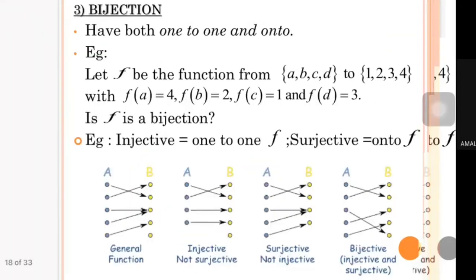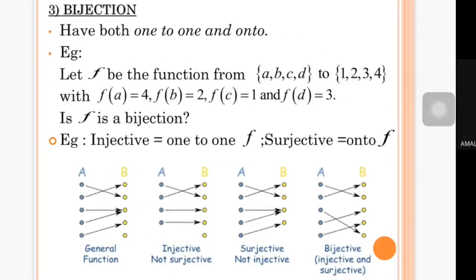The last one is bijection. A bijection is both one-to-one and onto. Every element of the range is the endpoint of exactly one arrow. The number of elements in the domain is equal to the number in the range. This is one-to-one. This is onto. This is bijective.